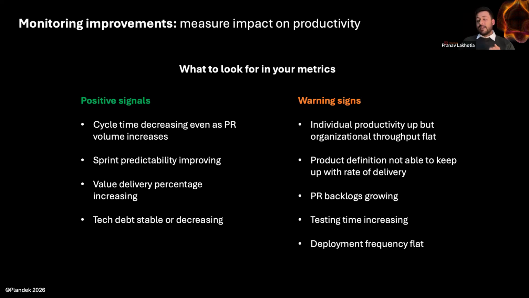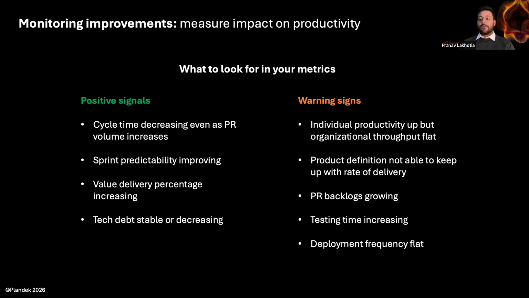Some warnings to look out for would be individual productivity going up but organizational throughput staying flat. This speaks very clearly to the bottlenecks point. An individual might be more productive, able to deliver a lot faster and get a lot of code written in a shorter amount of time, but if your organization's throughput is not actually going up, then you know there are bottlenecks in other parts of your process, and that is exactly what a constraint is.